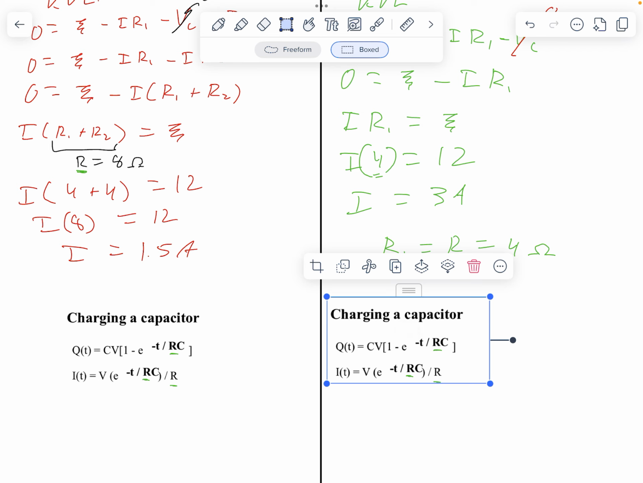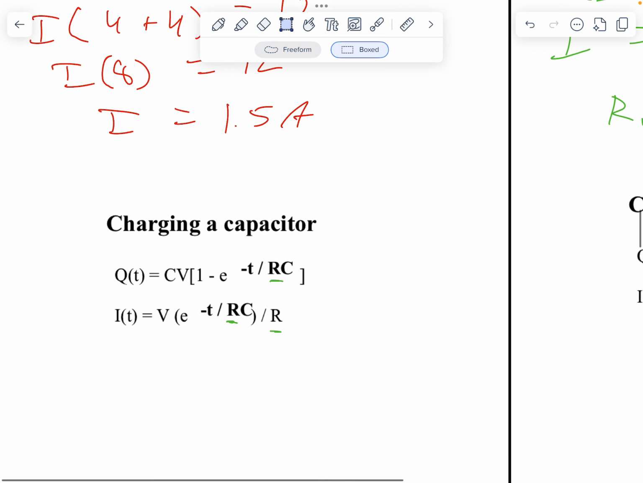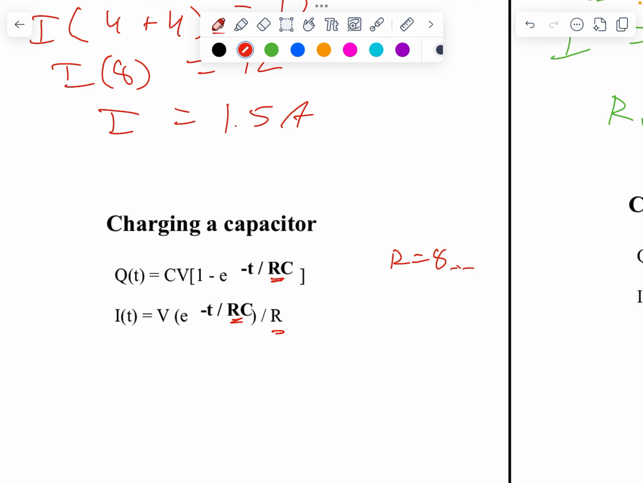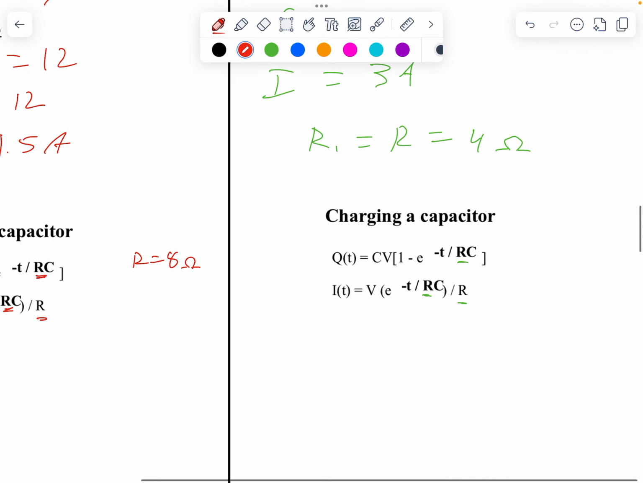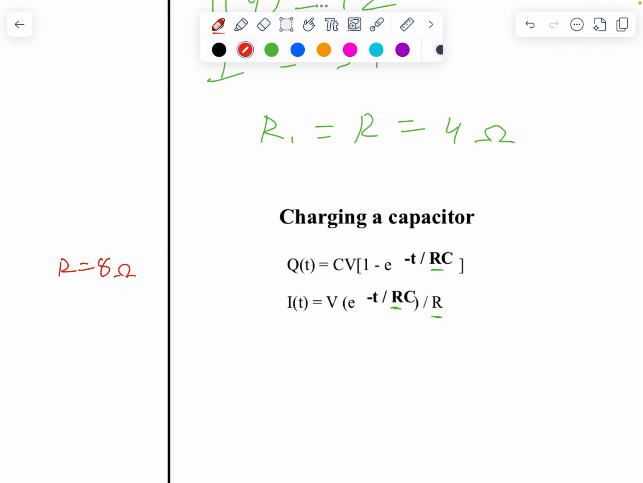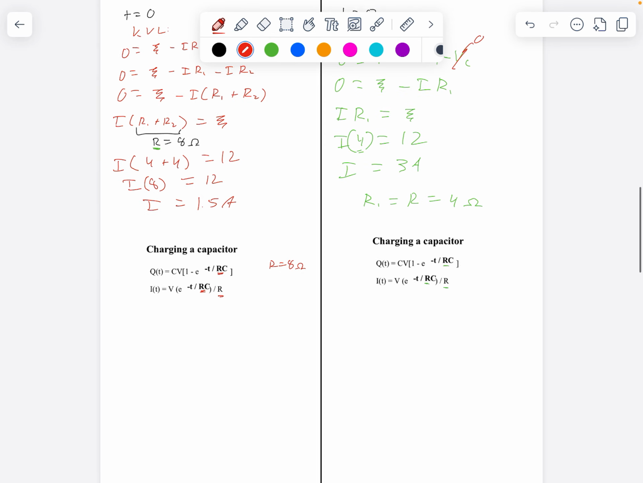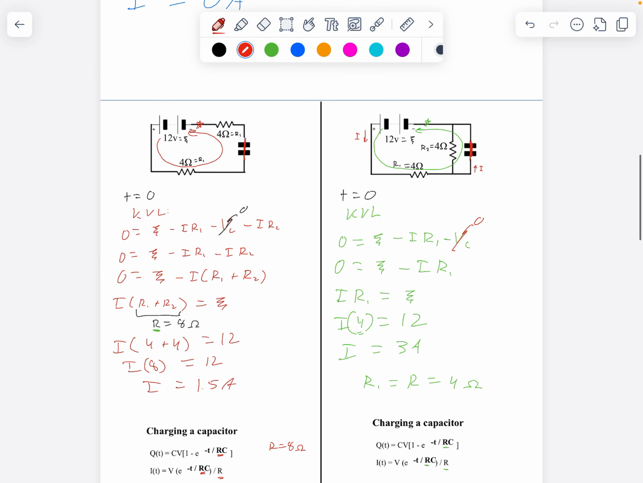So put that over there, and oh geez, choosing green was probably the wrong color here. Let's make that red so that we can see this side over here. So this R, that's the 8 ohms. Over here, this R, that's the 4 ohms. I think that's a little bit cleaner. So that's just initially. That's the first little trick: we think of the capacitor initially as behaving like a wire.